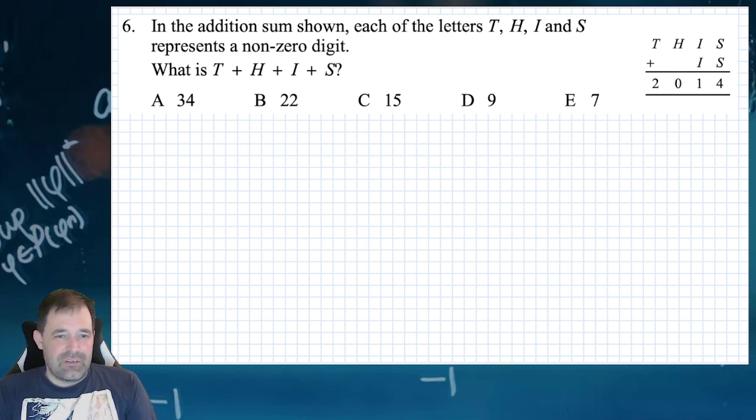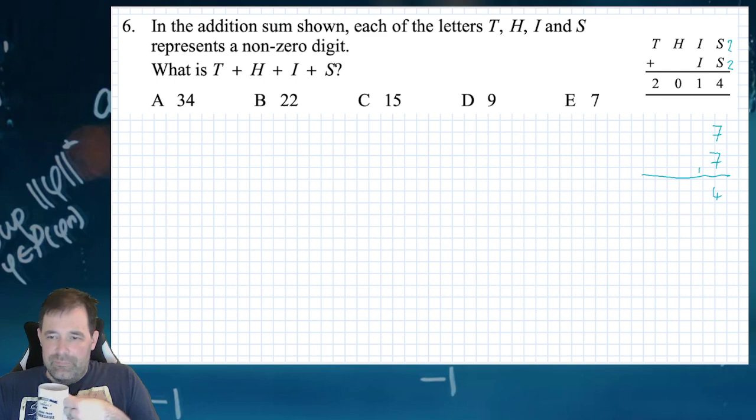In the addition sum shown, each of the letters T, H, I, and S represent non-zero digits. What is the value of T plus H plus I plus S? So here's the sum here. So S has got two possibilities. S could be 2, and 2 and 2 is 4, or 7 and 7 gets you 4, and I think it has to be 7. If, just hypothetically, S was 2, there's no value that I can be to get you a 1 there, so S cannot be 2.